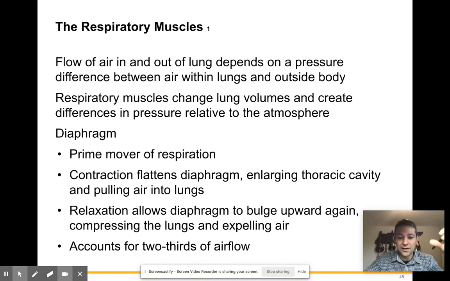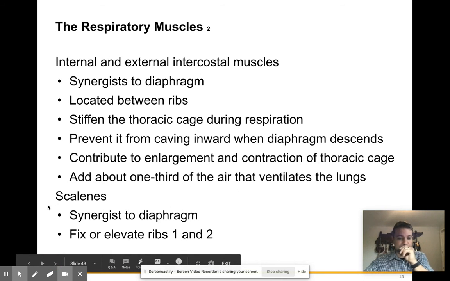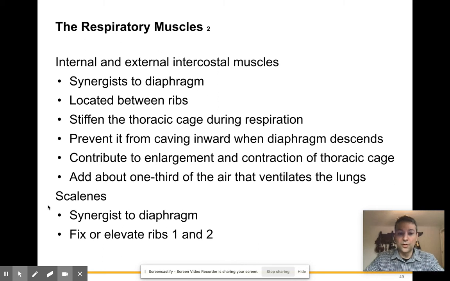This muscle, your diaphragm, accounts for 2/3 of all of the airflow in your system. The other 1/3 is going to be caused by different respiratory muscles: the internal and external intercostal muscles. These are located between each one of your ribs. The internal ones are going to be more deep, and the external ones will be more superficial. That's why they're called internal and external.